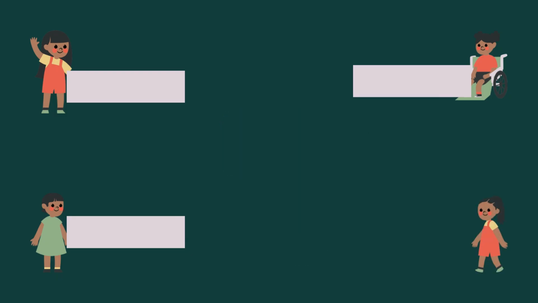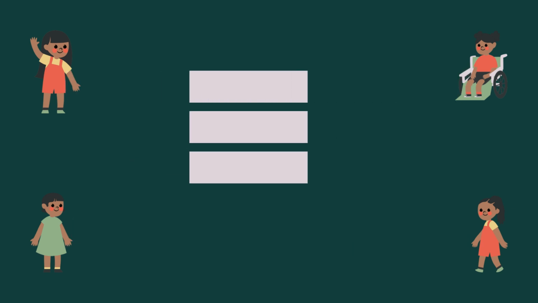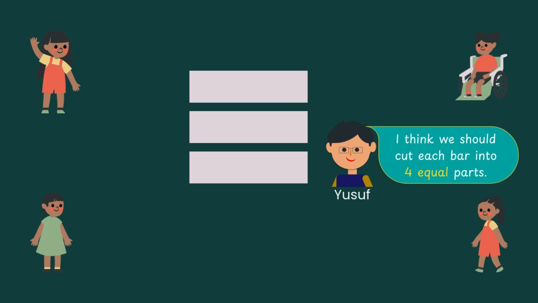Does that seem fair? What went wrong here? Why didn't this method work? What could you do differently to make sure everyone gets the same amount of chocolate? Talk to your friends for half a minute. Any idea? Okay. Yusuf has a suggestion.